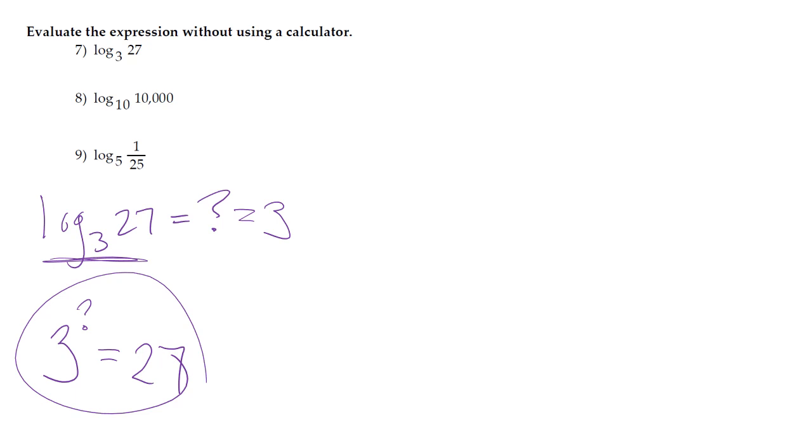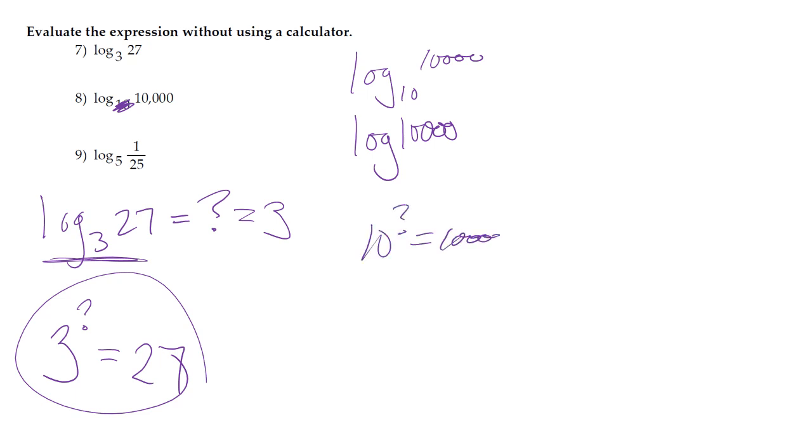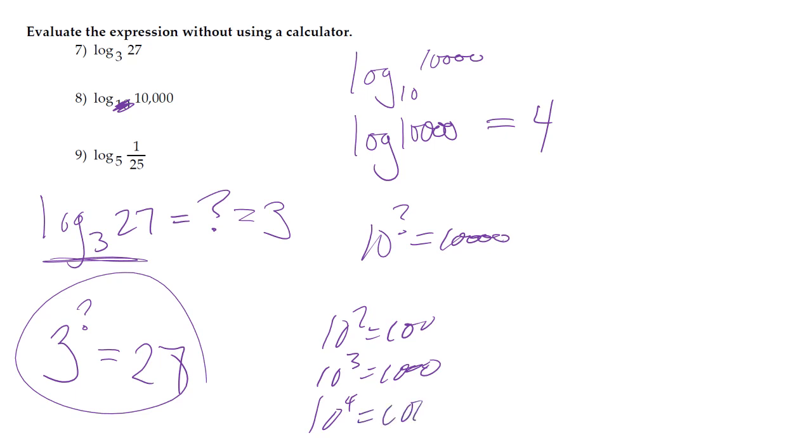You go to the next one, log base 10 of 10,000. Now, they don't necessarily have to write this base here. If they just wrote log of 10,000, it would be the same thing. But what are they asking? 10 to some power equals 10,000. And so you basically can do it by counting the number of zeros. Well, 10,000 has 1, 2, 3, 4 zeros, and so the answer would be 4. 10 to the fourth, right? 10 to the second is 100, 10 to the third is 1,000, and 10 to the fourth would be 10,000.